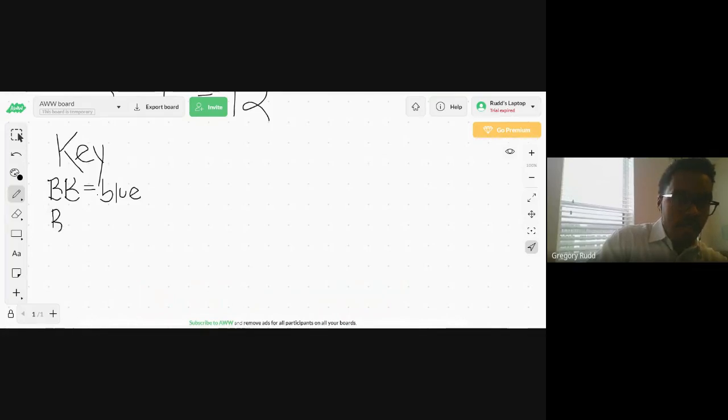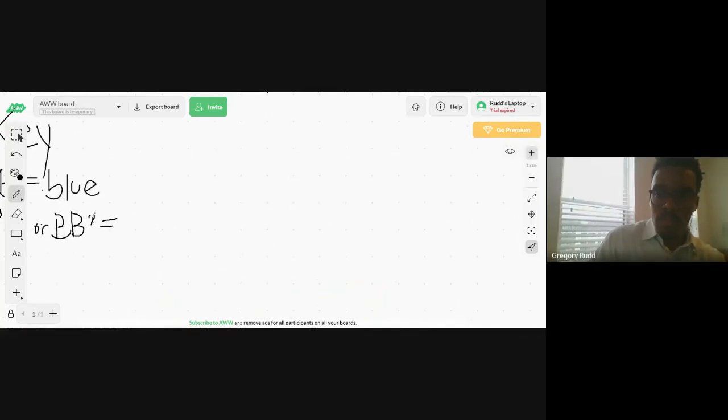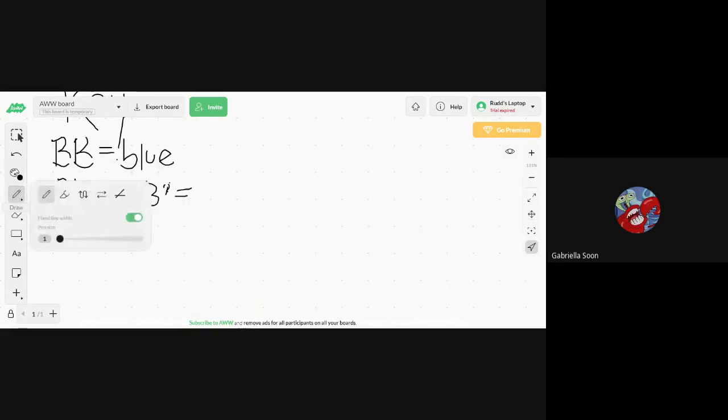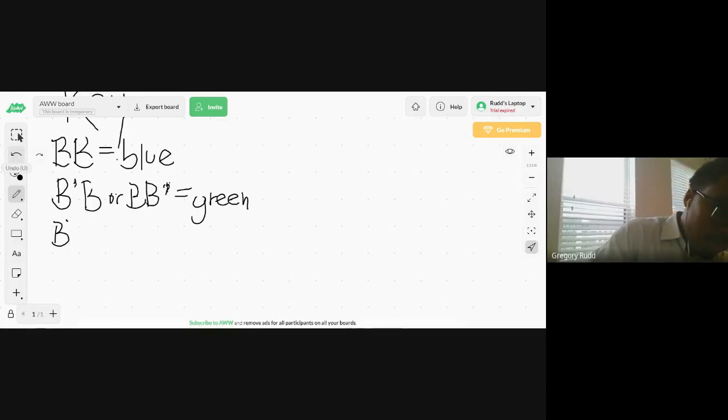If I have my heterozygous phenotype, which would be B prime B or B B prime, what does that give me? Green or yellow? It should be green, good. And then if I have my homozygous recessive, which would be B prime, B prime, what does that give me? Yellow. Good. I'm struggling to write my apostrophes with the stylus.